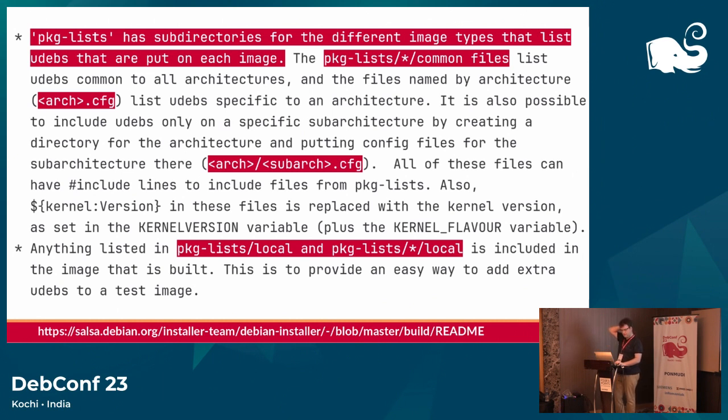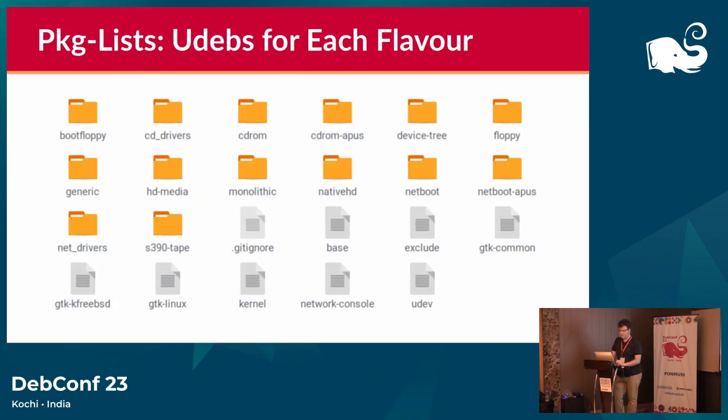And finally, we get to something called package lists that has subdirectories for the different image types that list UDEBs that are put on each image. These UDEBs are the package scheme of Debian installer, let's say. The rest of this README explains the hierarchy of files. Let's check that.